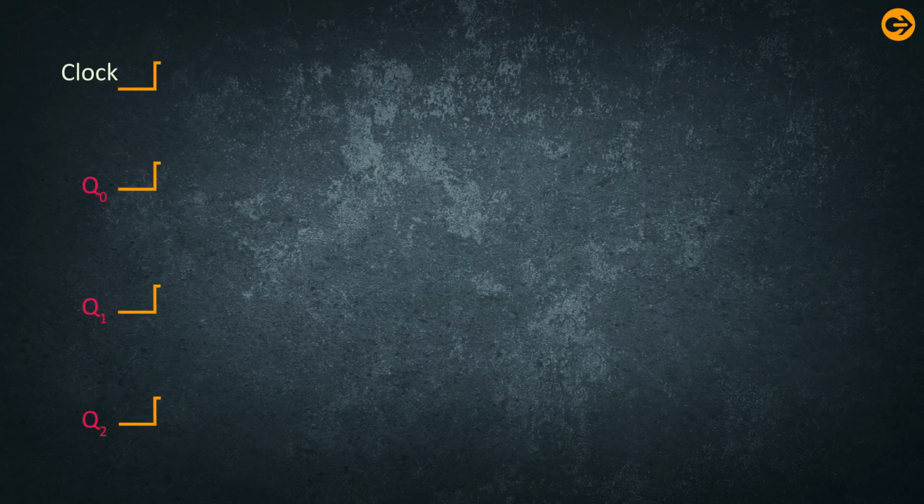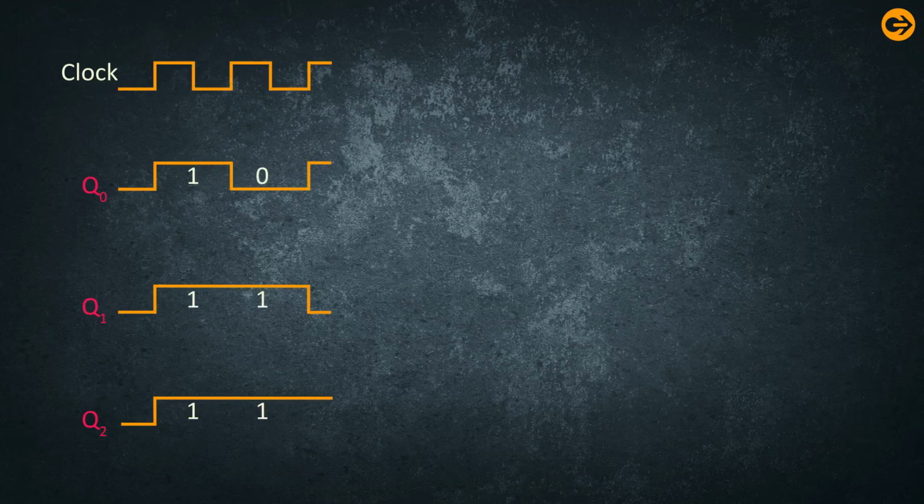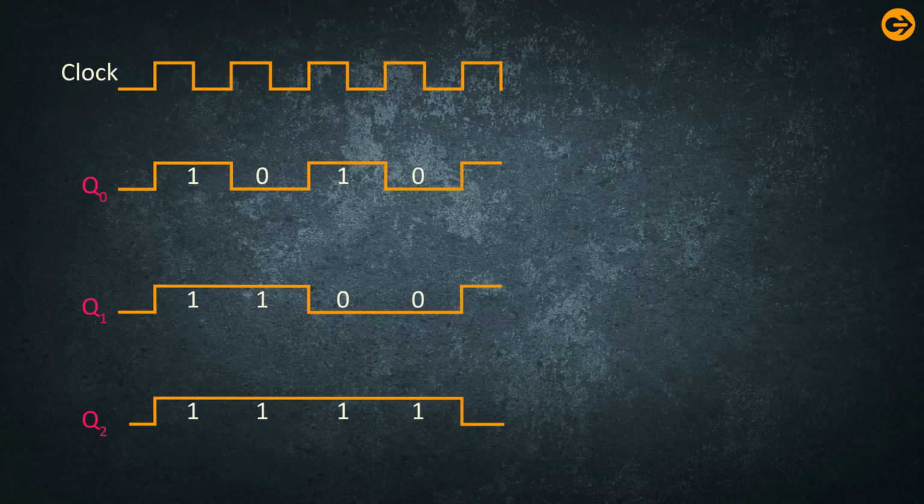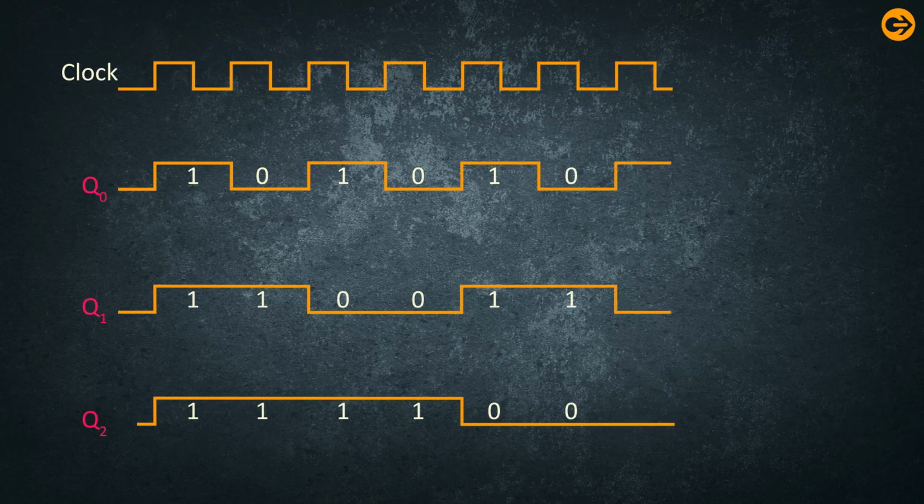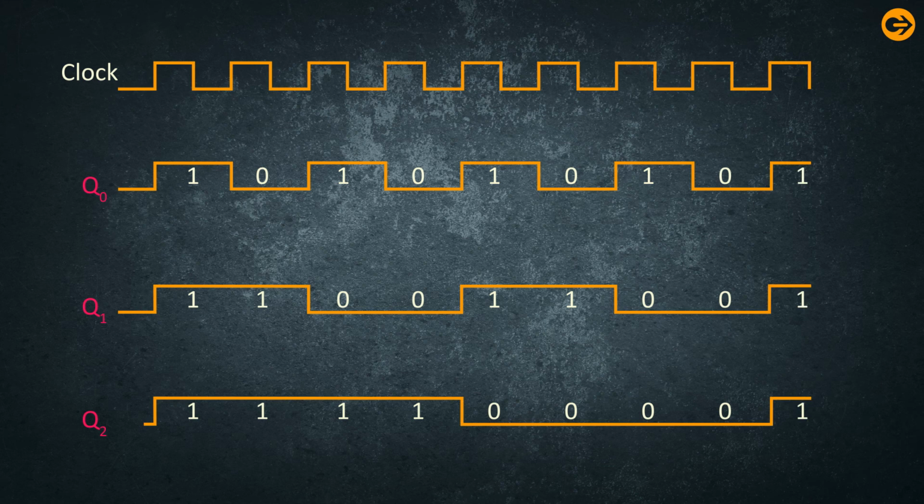From the waveform, we see that at every positive edge of the clock pulse Q0 changes its state. Similarly, for every positive edge of the Q0 output, the Q1 changes its state, and for every positive edge of the Q1 output, the Q2 changes its state.